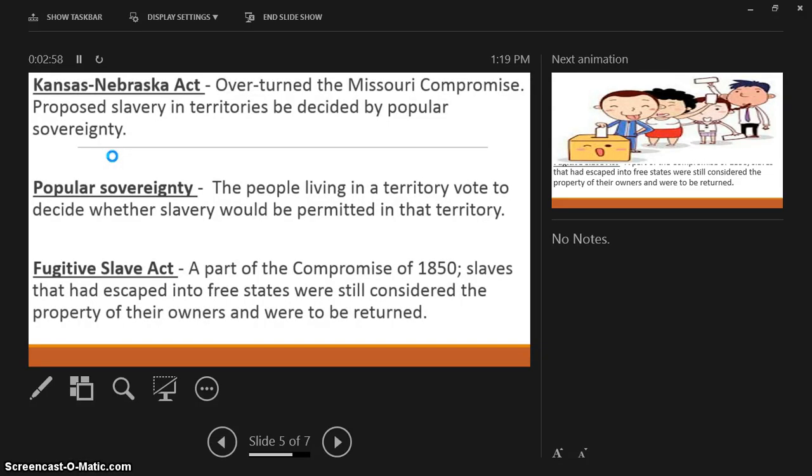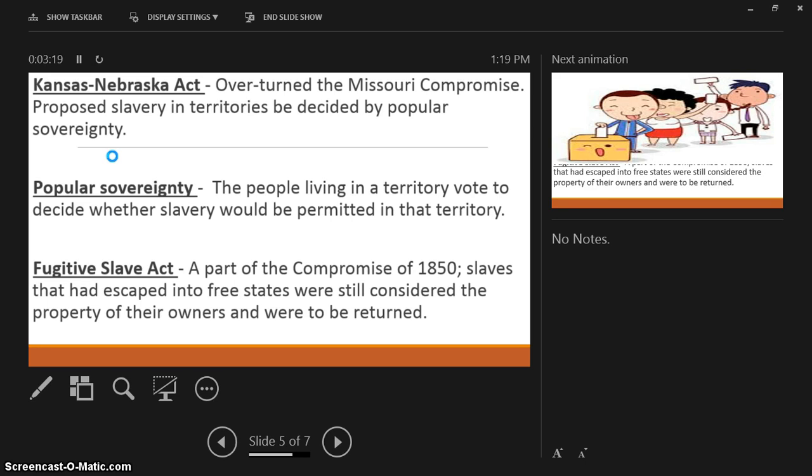Now we have the Kansas-Nebraska Act. Okay. Now this act is where we get Bleeding Kansas from, because it's proposing that slavery be decided by the people that move there, by popular sovereignty. So the people that show up are like, hey, let's vote on free or slave. We can do that now. The Kansas-Nebraska Act says so.